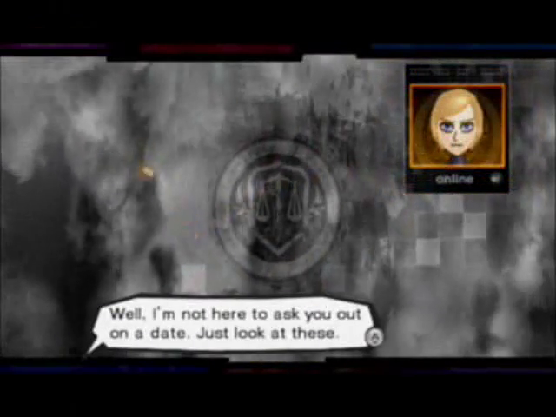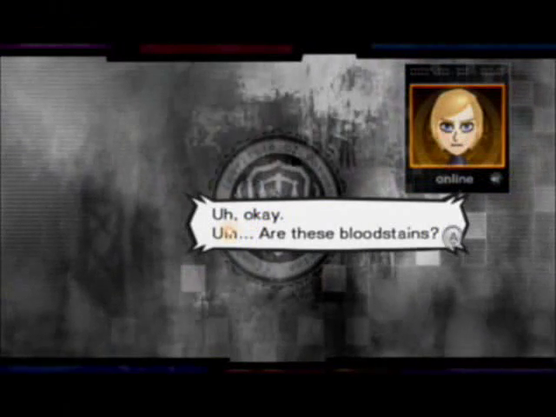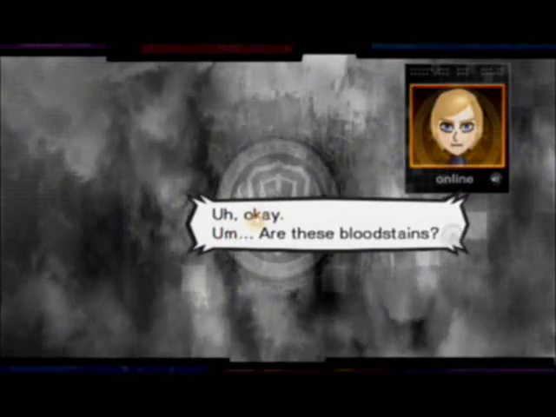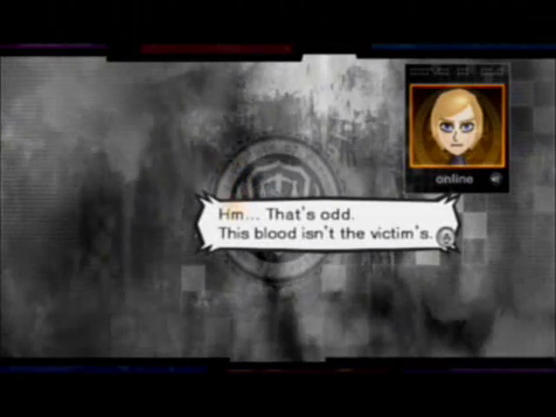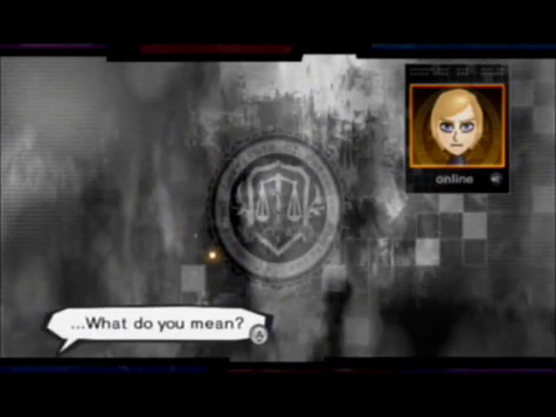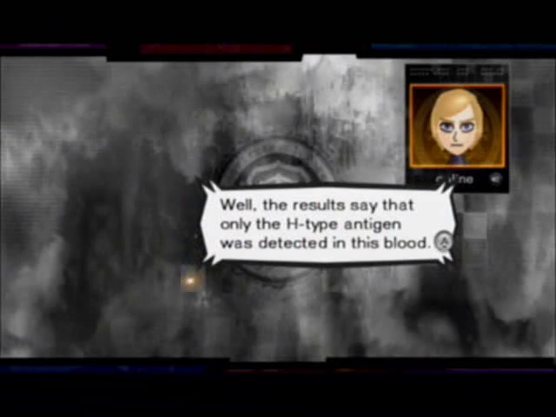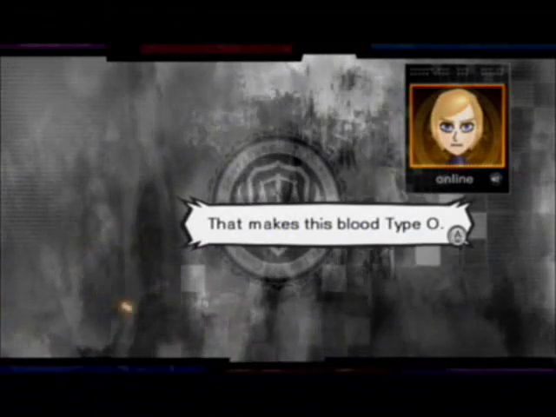Well, I'm not here to ask you out on a date. Oh, sorry. Just look at these. Okay. Are these bloodstains? Yes, they were on the victim's left sleeve. That's odd. This blood isn't the victim's. What do you mean? Well, the results say that only the H-type antigen was detected in this blood. That makes this blood type O.